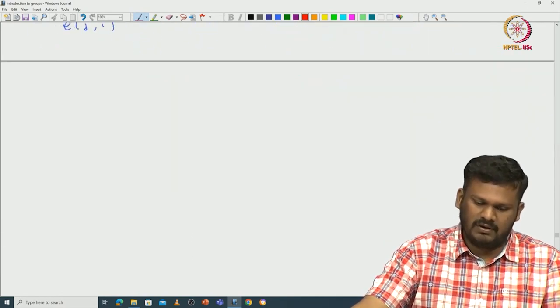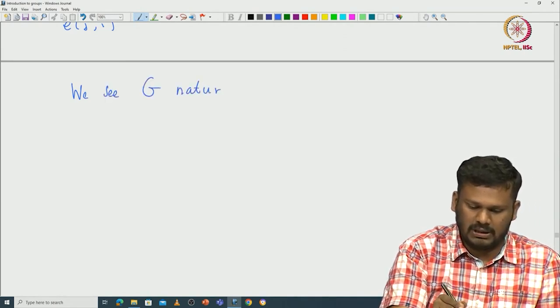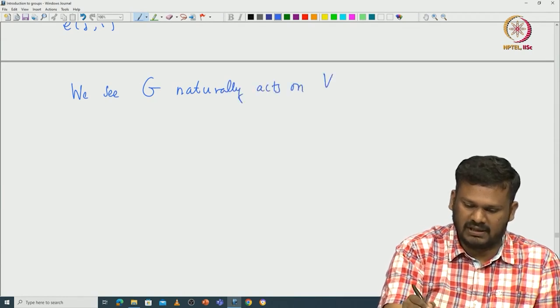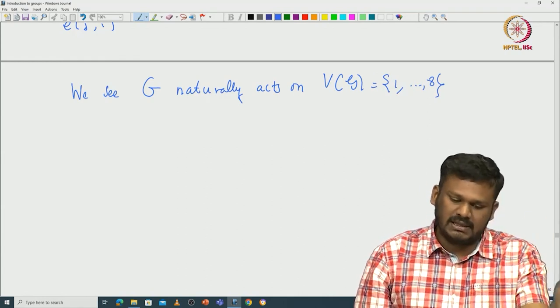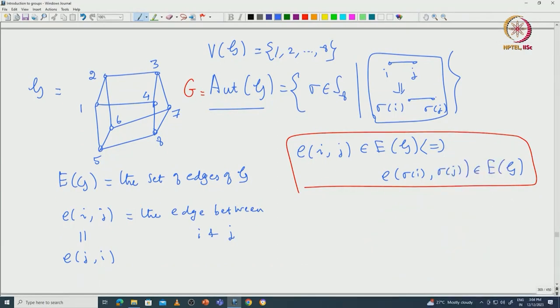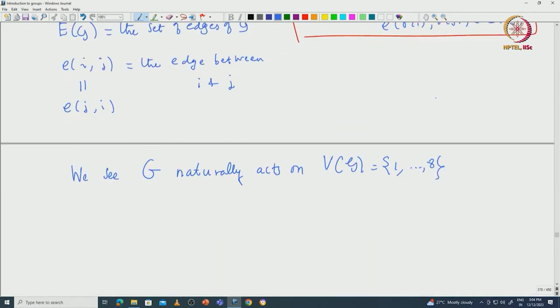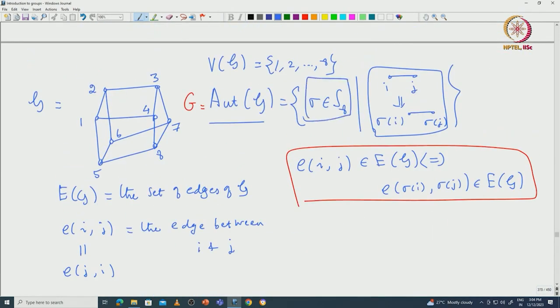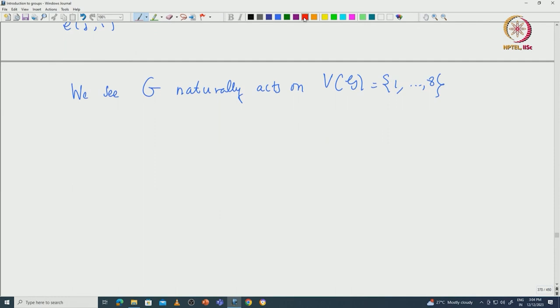So now what we will do is make this group act on these vertices. G naturally acts on this vertex set 1 to 8. Because we are taking all possible automorphisms of G, this action is again just by permuting. G is a subgroup of S8, which acts on 1 to 8 by permuting 1 to 8. I will leave it to you to check that this action is a transitive action.